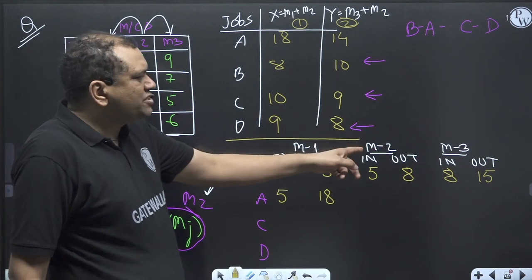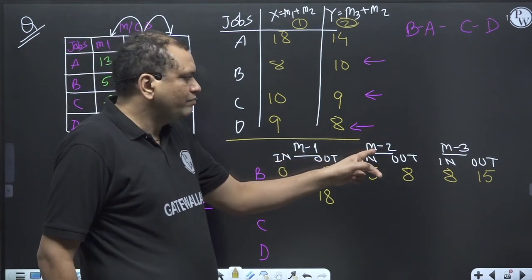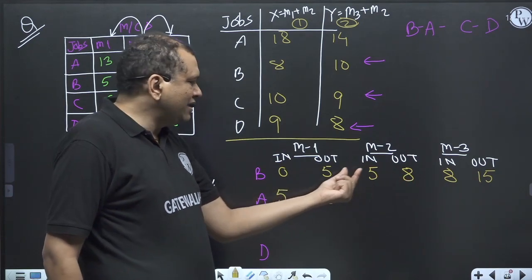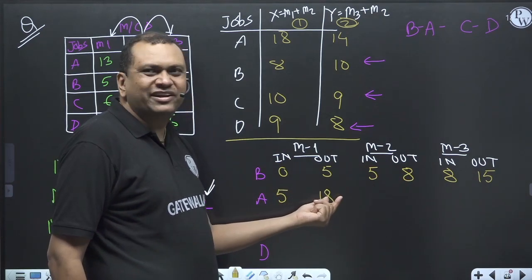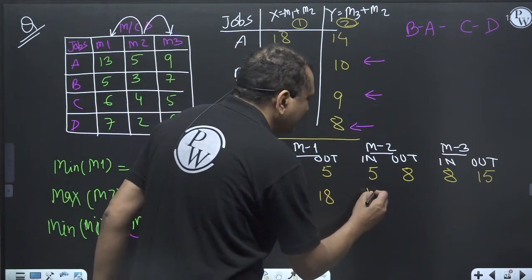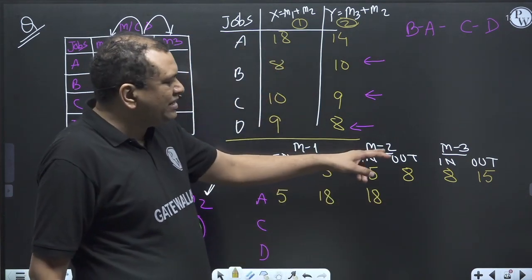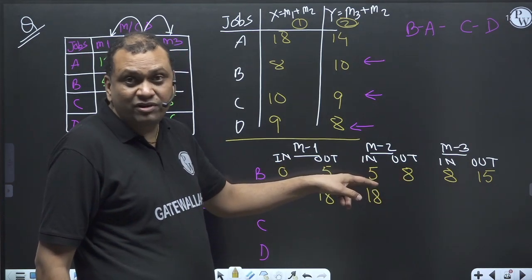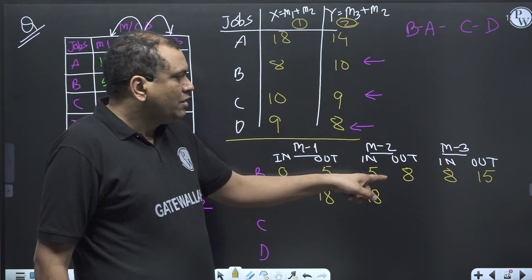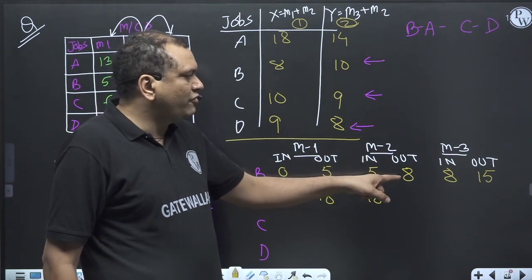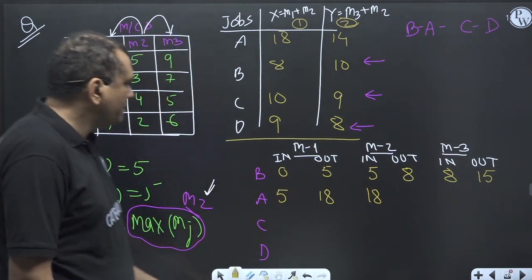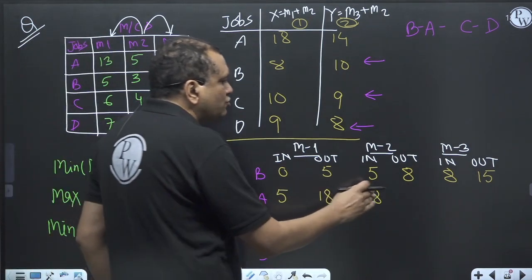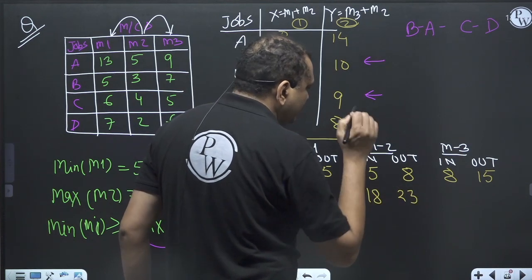Now machine 2 is available after 8 minutes, but the next job will be available only after 18 minutes. So machine 2 will be idle from 8 minutes to 18 minutes. So we have to be very, very careful while plotting the Gantt chart. A consumes 5 unit time on machine 2. So 18 plus 5, 23.